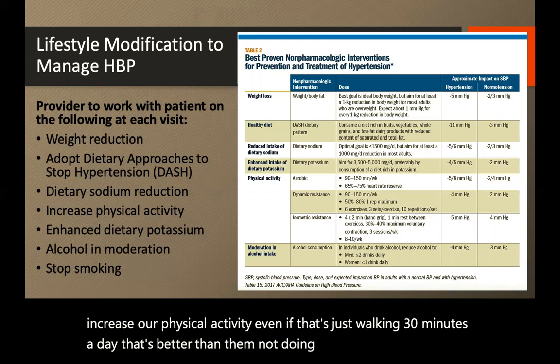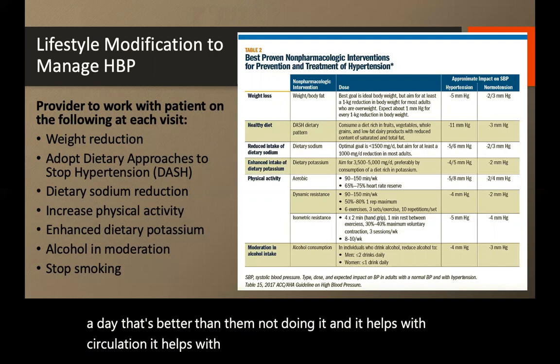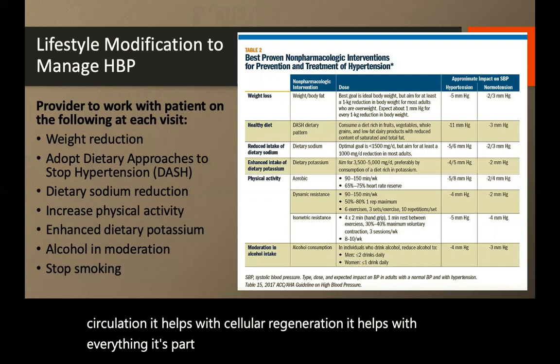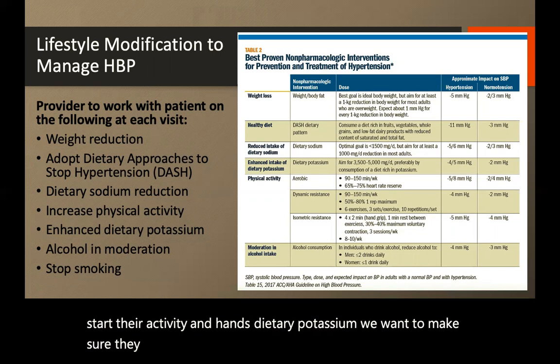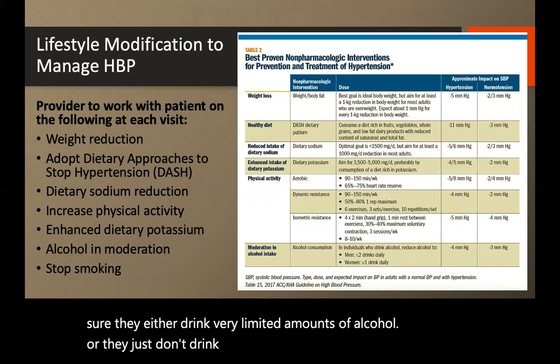And it helps with circulation. It helps with cellular regeneration. It helps with everything. It's part of healing. So definitely encourage them to start their activity. Enhanced dietary potassium. We want to make sure they either drink very limited amounts of alcohol or they just don't drink at all. And obviously, you want to encourage them to stop smoking at every visit.